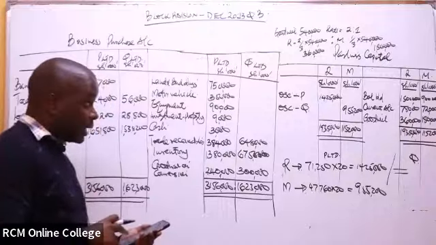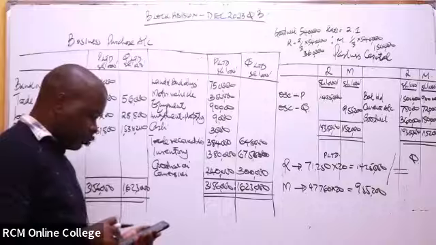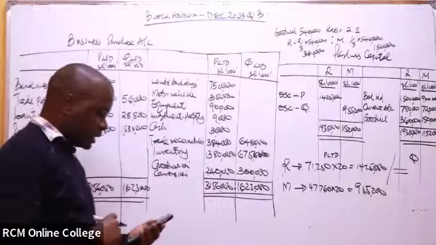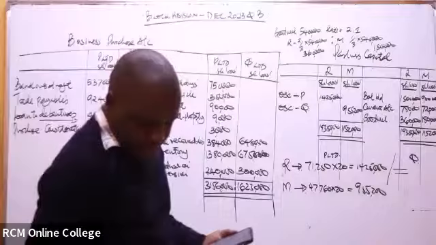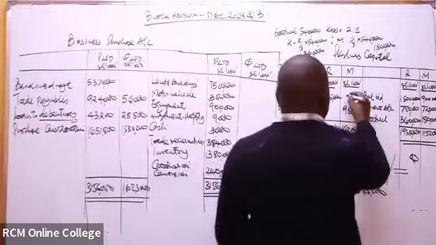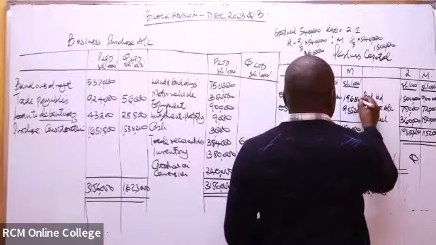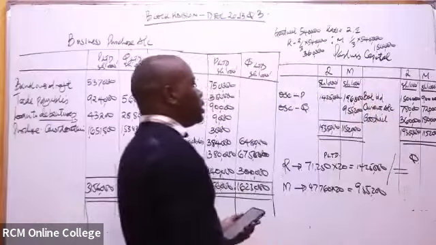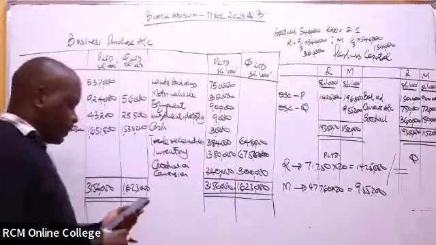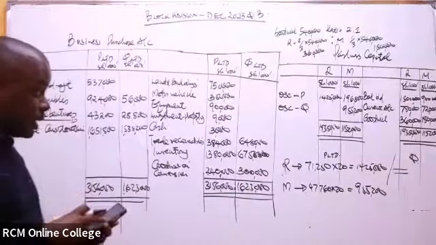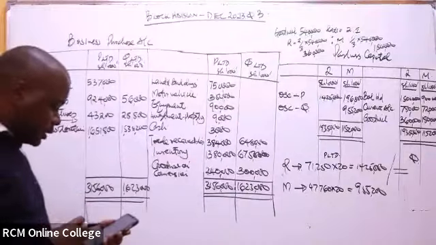1,152,000 minus 955,200. You get 196,800. So this 196,800 will go to M. Then in this case, the other balance is 1,938,000.